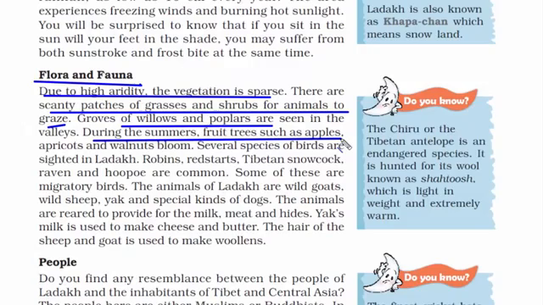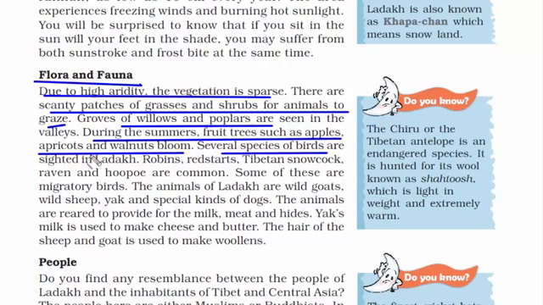During the summers, fruit trees such as apples, apricots and walnuts bloom. So you see, this place has high aridity, again no moisture. So it is only in summers it will have some warmness, and due to that warmness fruit trees will grow. So it's easy to remember that apples, apricots and walnuts will grow during the summers.